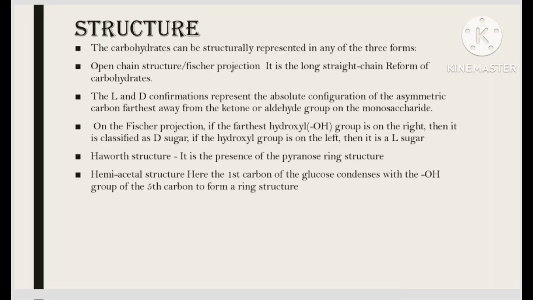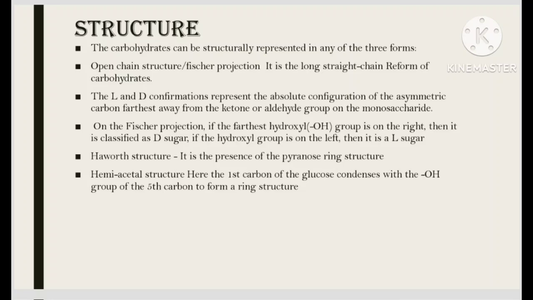Carbohydrates can be structurally represented in any of three forms. The open chain structure, or Fischer projection, is the long straight chain form of carbohydrates. The L and D conformations represent the absolute configuration of the asymmetric carbon farthest away from the ketone or aldehyde group on the monosaccharide. On the Fischer projection, if the farthest hydroxyl (OH) group is on the right, then it is classified as a D sugar. If the hydroxyl group is on the left, then it is an L sugar.